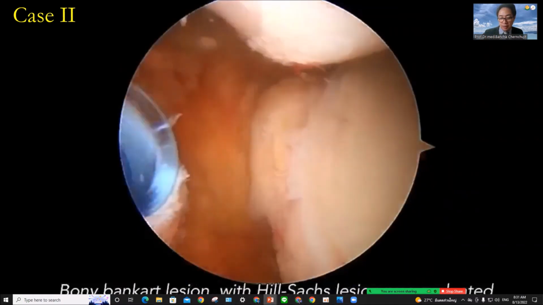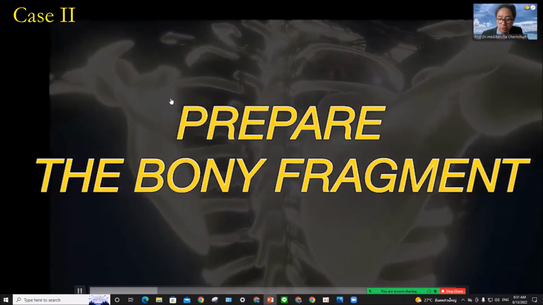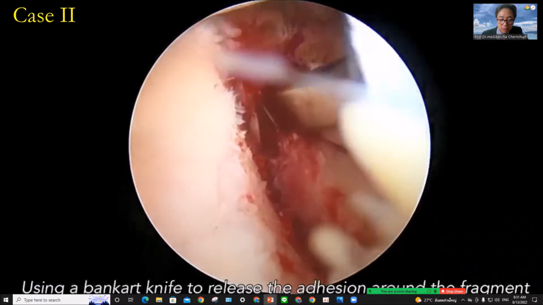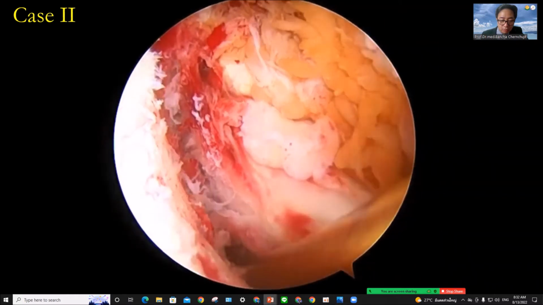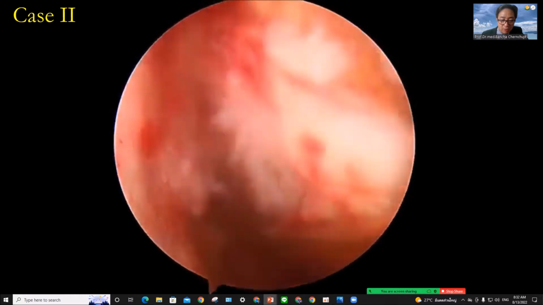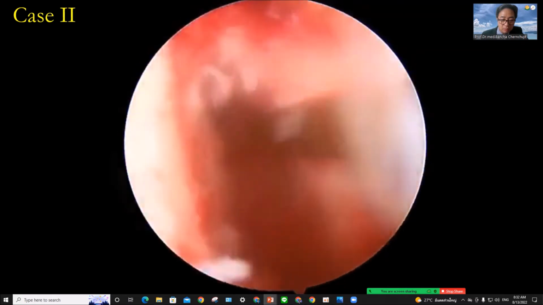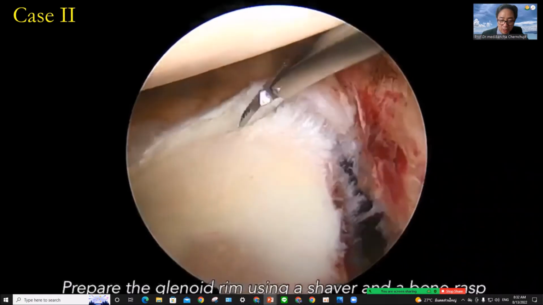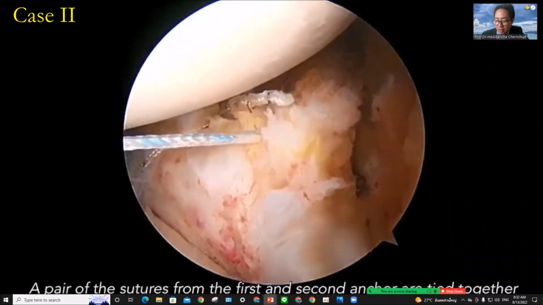In bony Bankart lesions, I think you need to address them early. Try to fix the bone as soon as possible. Don't wait too long, because if the bone heals to the neck, there will be difficulties removing it. So first, you need to mobilize this bone, going down until you feel the fragment of bone is free. Sometimes you take 10 to 15 minutes for this mobilization. Don't start to repair if you cannot mobilize the tissue.